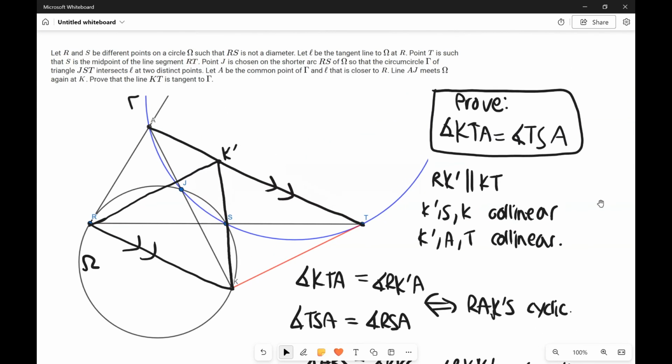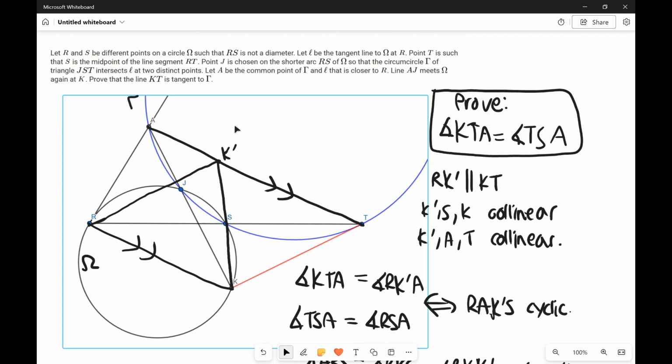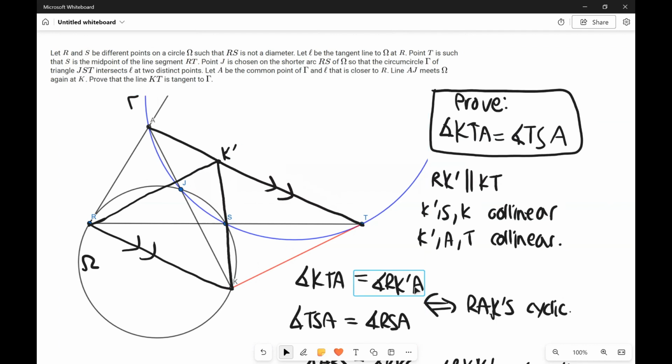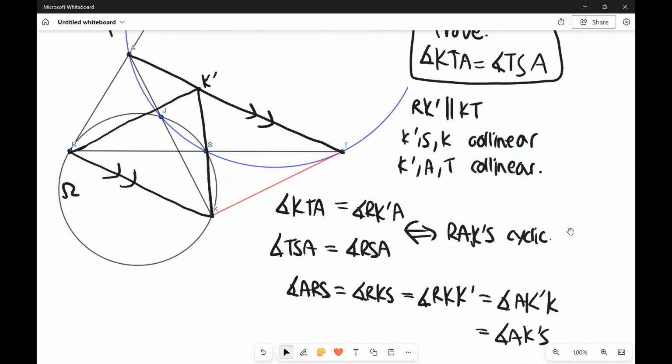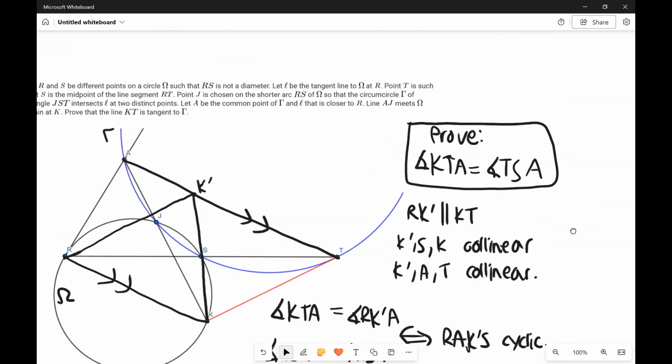So the highlights of our solution are as follows. First, we proved using basic angle chasing that AT is parallel to RK. Then we constructed parallelogram RKTK prime, inspired by S being the midpoint of RT. Using this parallelogram, we reduced the problem to showing that RAK prime S is cyclic, and we finally used the tangency condition to prove this. And this solves the 2017 IMO Problem 4.